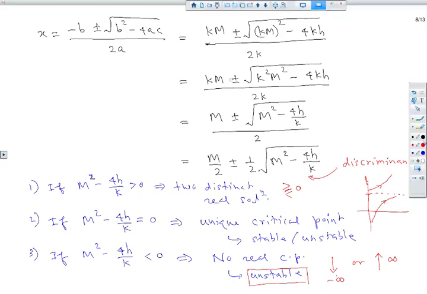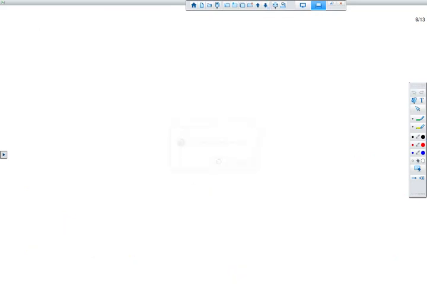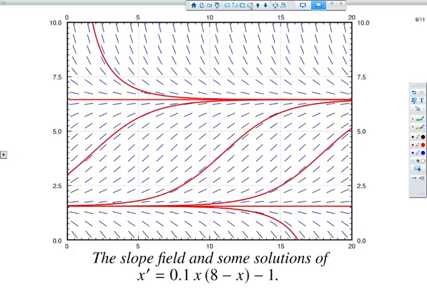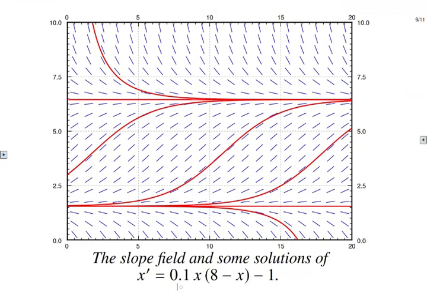In the first situation, we pick the K, M and H so that there are two solutions. This is the first solution A, which is roughly 6.45, and here this is roughly 1.65. We discussed a similar situation before.